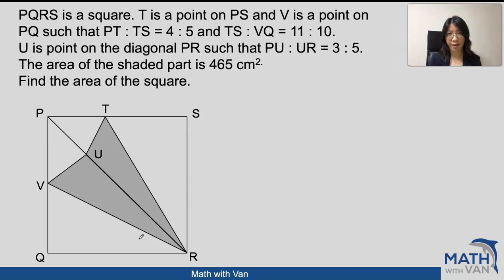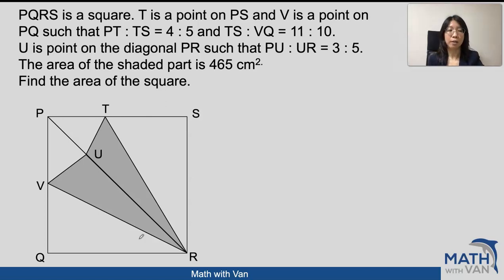PQRS is a square. T is a point on PS and V is a point on PQ, such that PT to TS equal 4 to 5, and TS to VQ equal 11 to 10. U is a point on the diagonal PR such that PU to UR equal 3 to 5. The area of the shaded part is 465 centimeter square. Find the area of the square.